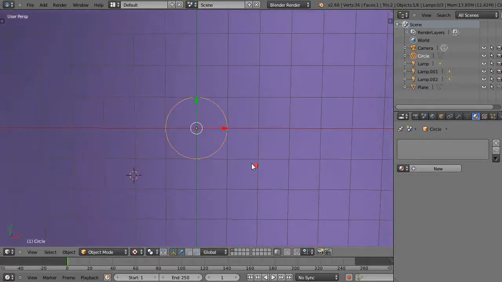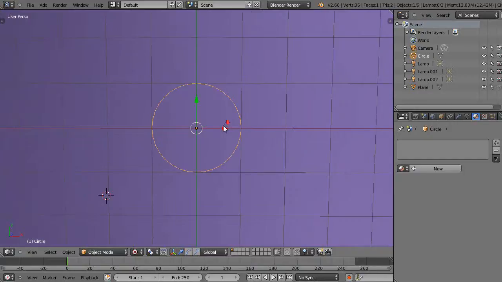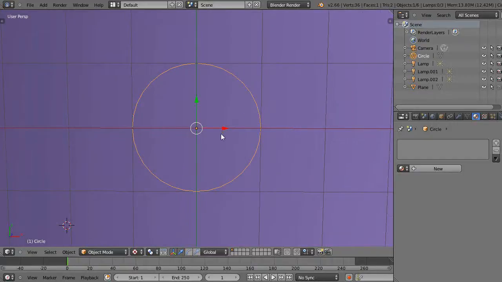So I'm looking at this circle from above, and this is a unit circle in the sense that it has a radius of 1 from the center to the outside edge. That's a unit of 1. So that's what I mean by a unit circle. This is important, especially when we'll get into some trigonometry, sine and cosine functions as well.